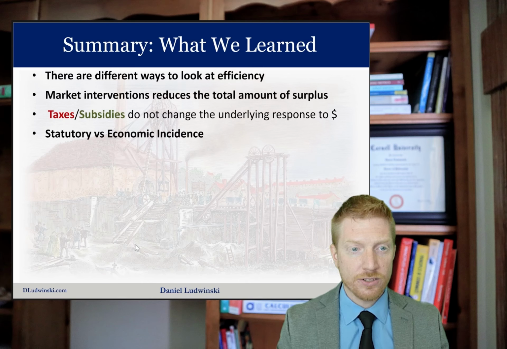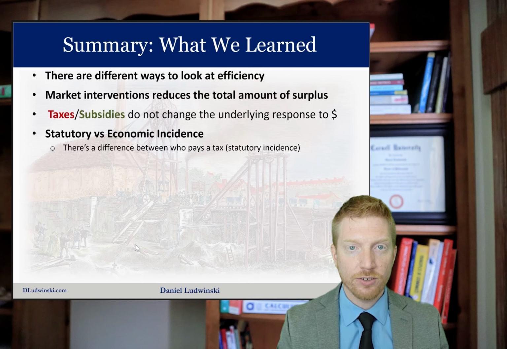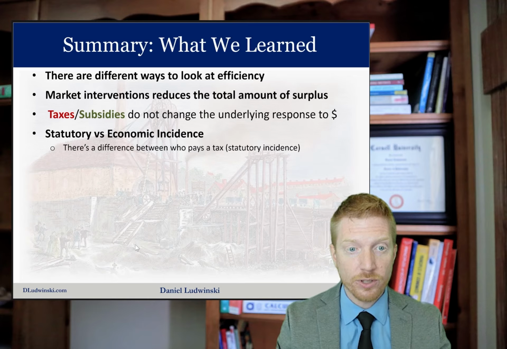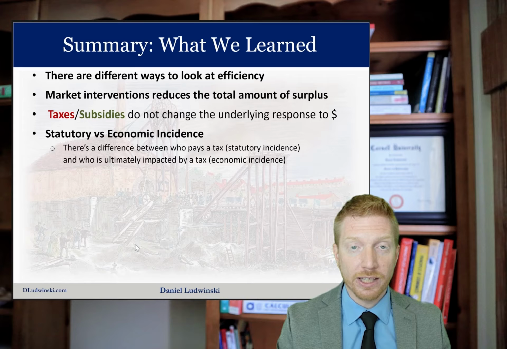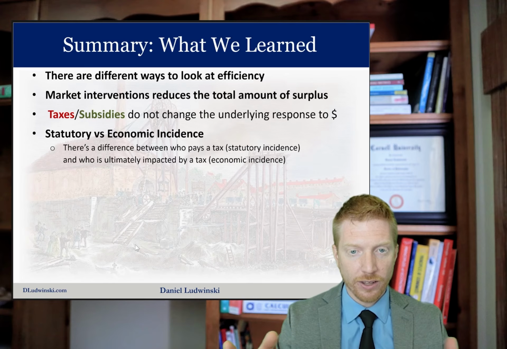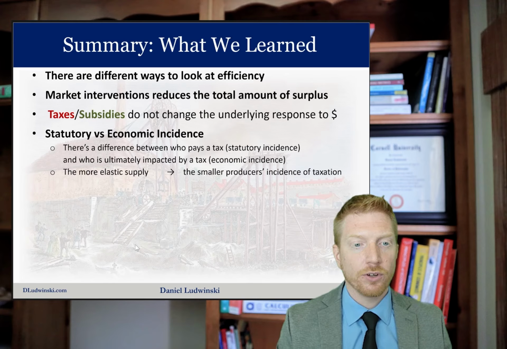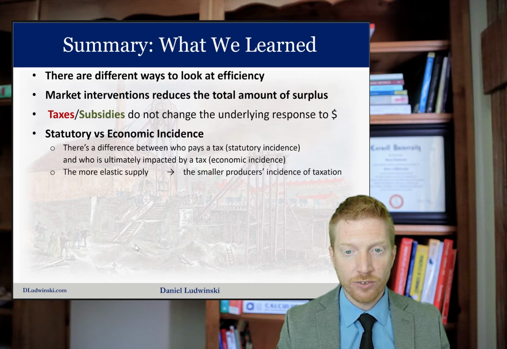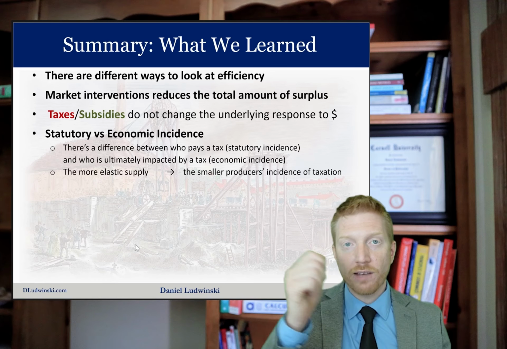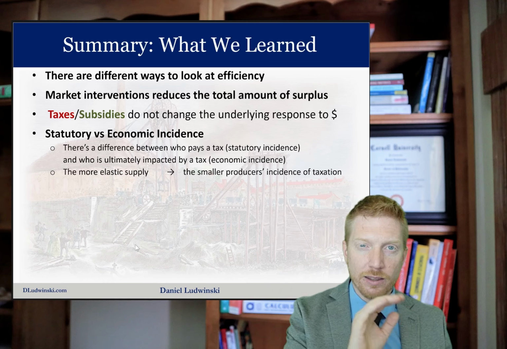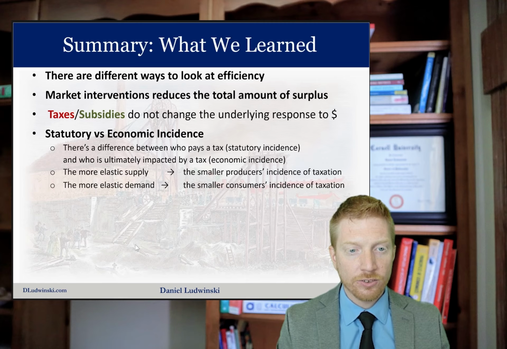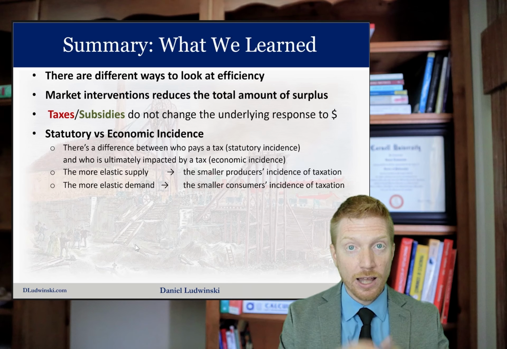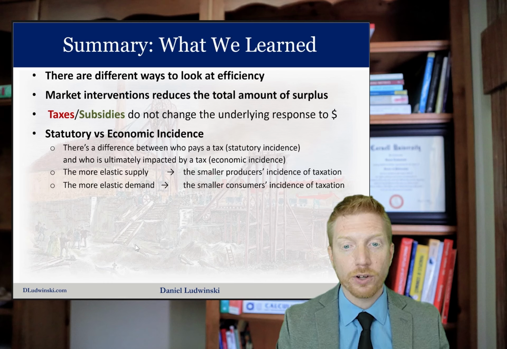We also looked at statutory versus economic incidence and emphasized that there's a difference between who pays a tax, who sends the money to the government, and who is ultimately impacted by a tax. This is the economic incidence. We saw that the more elastic the supply, the smaller the producer's incidence of taxation. In other words, if you have a lot of other options, then the tax is going to be less bad. Same idea for consumers. The more elastic demand, which often comes from having other options, the smaller the consumer's incidence of taxation.